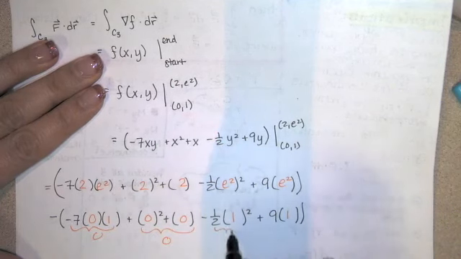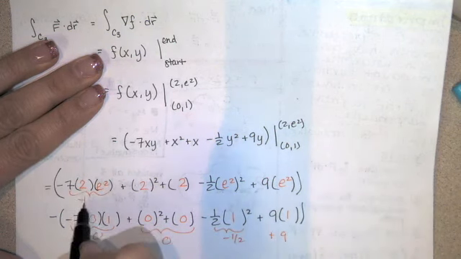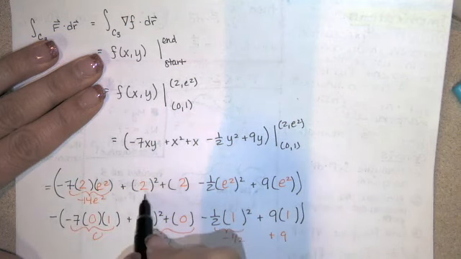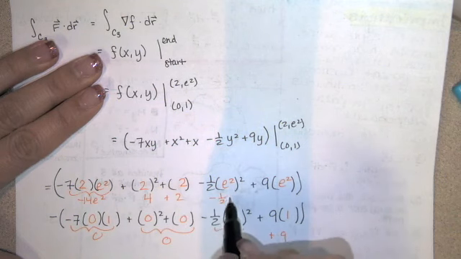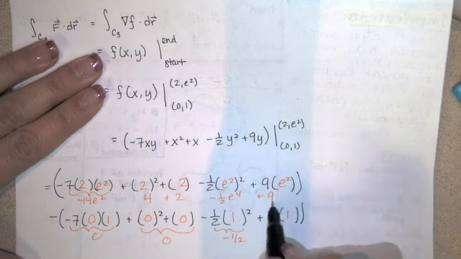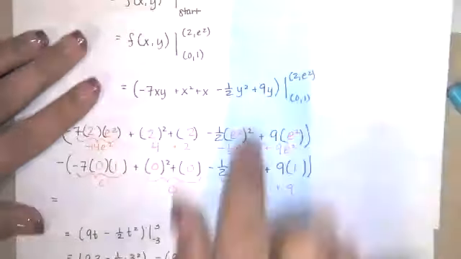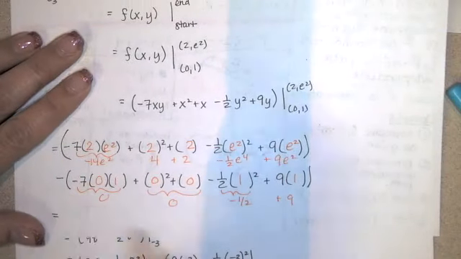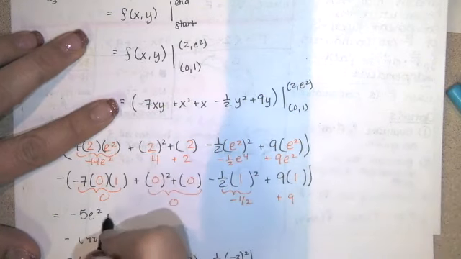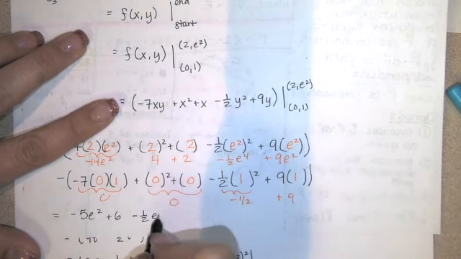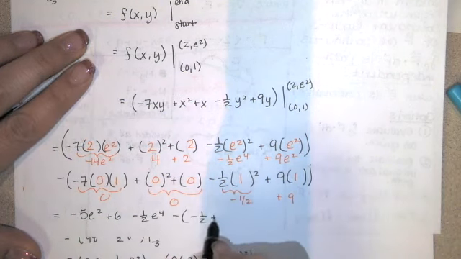This ends up being a negative 1/2 and a plus 9. This ends up being negative 14 e squared. Then I've got plus 4 plus 2. And this is minus 1/2 e squared squared. Multiply the exponents. That's e to the 4th plus 9 e squared. So it looks like I've got 9 e squared minus 14 e squared, which is negative 5 e squared. 4 plus 2 is 6, and we're subtracting 1/2 e to the 4th, and then we're subtracting a negative 1/2 plus 9 at this point.